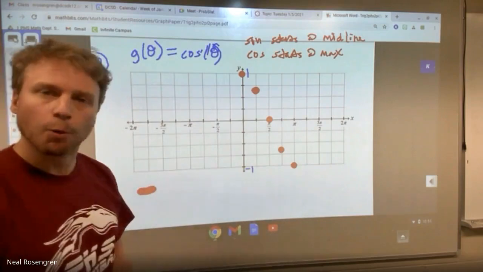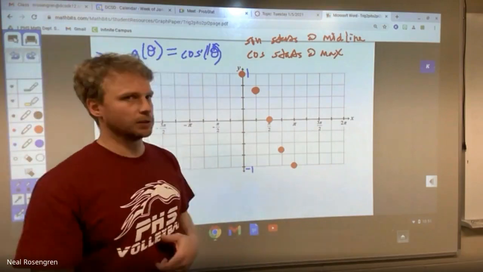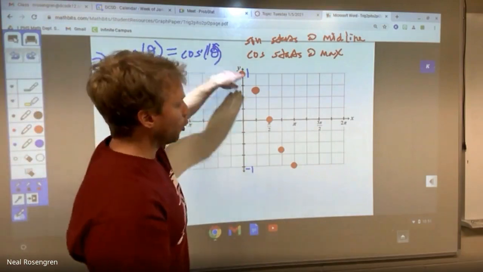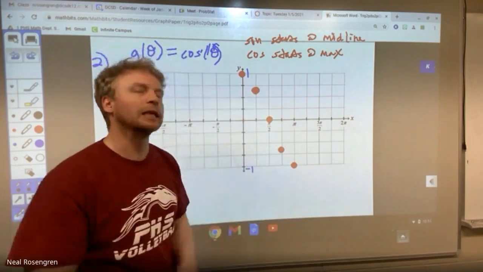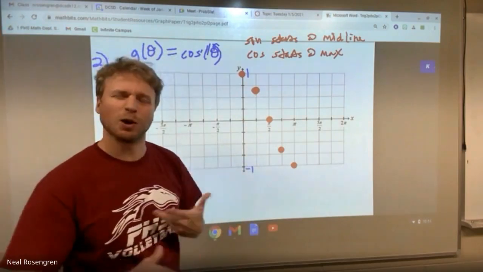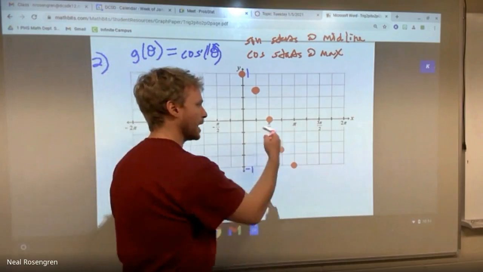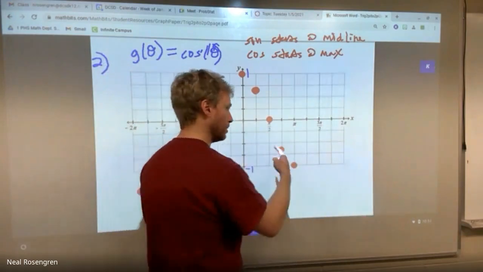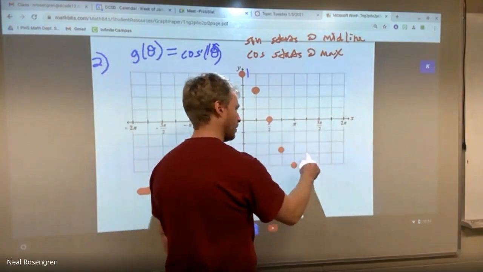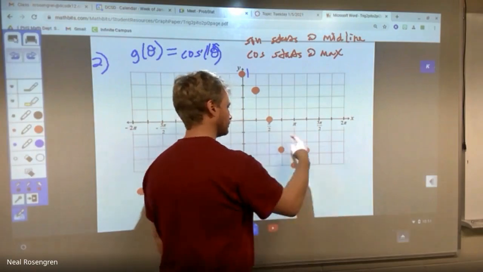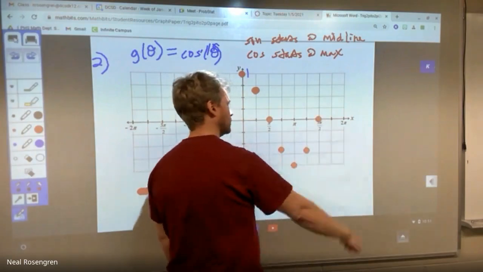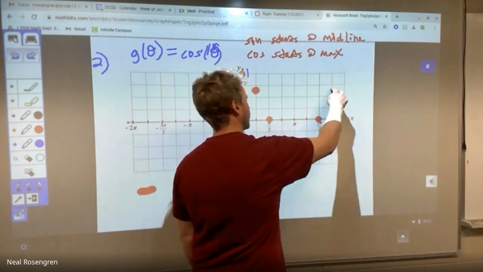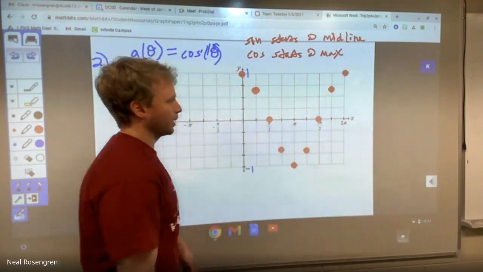Okay, now remember the curvature that we have to deal with. This looks almost kind of straight. It's really not, which is why we want as many points as we can. Now I make my way back, and it's really just going to mirror itself over. So at 5 pi/4, we're at negative 0.707. 3 pi/2, we're at 0. And positive 0.707, and back up at 2 pi.